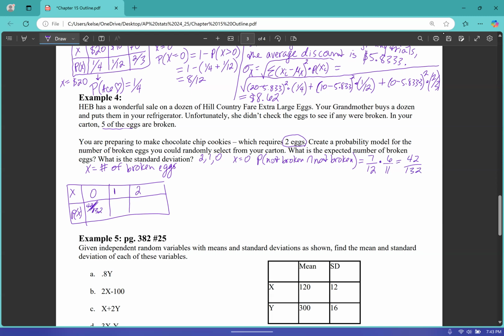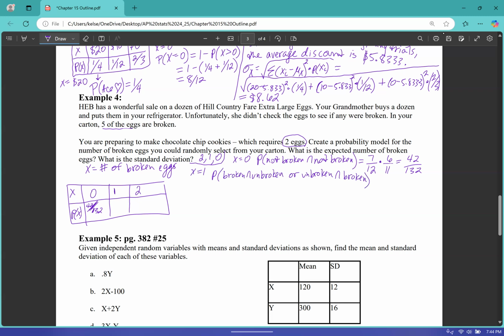All right, so now we're going to go here for the probability of x equaling 1. So x equals 1. That would be the probability of getting a what? A broken and an unbroken. Now think about that. If we pull out a broken one first, does that necessarily mean that we're always going to pull out a broken one first? No, we could do it in the other order. So it has to be broken first or unbroken first and then a broken.